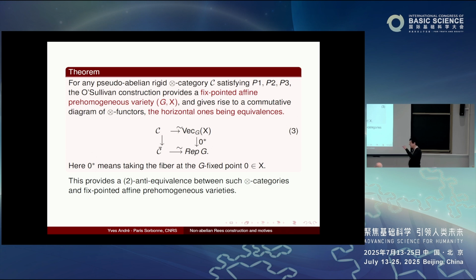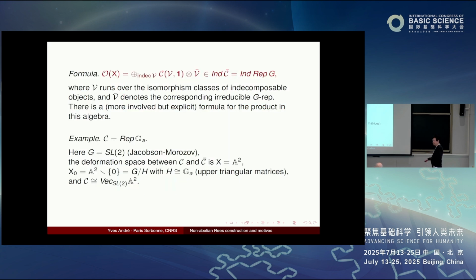Pseudo-abelian means that it's idempotent complete. So if you have a projector, you have the image and the kernel. This looks very abstract, but in fact there is a very concrete formula for this X, or rather for the ring of functions on X, which is this formula.